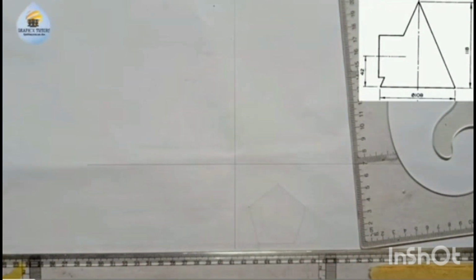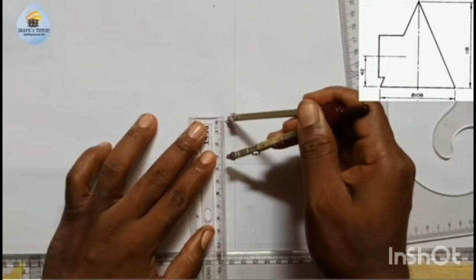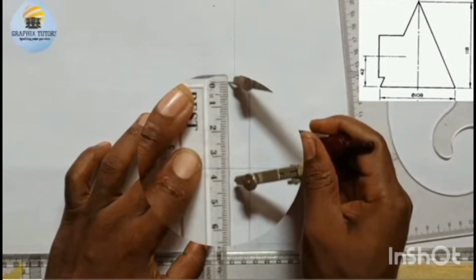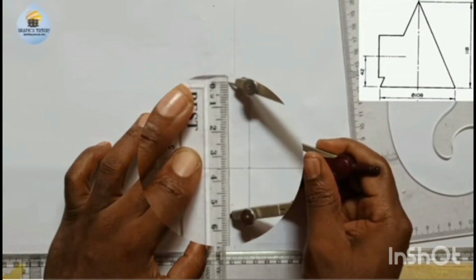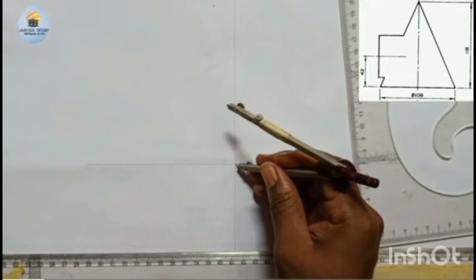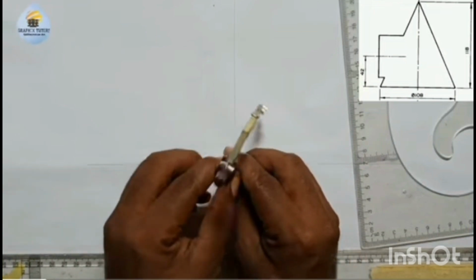And since it's given 108, right? So I'm going to measure half of 108 towards the left and half of 108 towards the right, which is what? 54. So if I pick my compass and my meter rule, I'll measure 54, right? This is 54 here. And I'll place it at this point. I'll mark the left and I'll also mark the right.